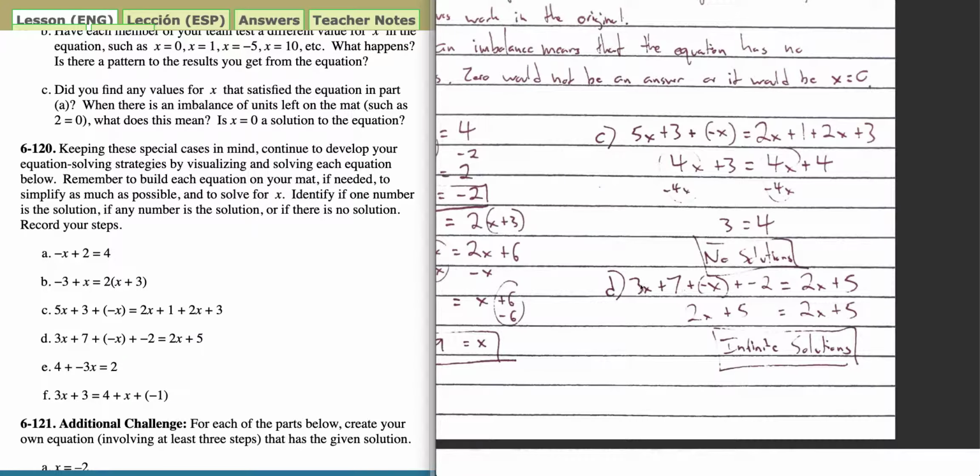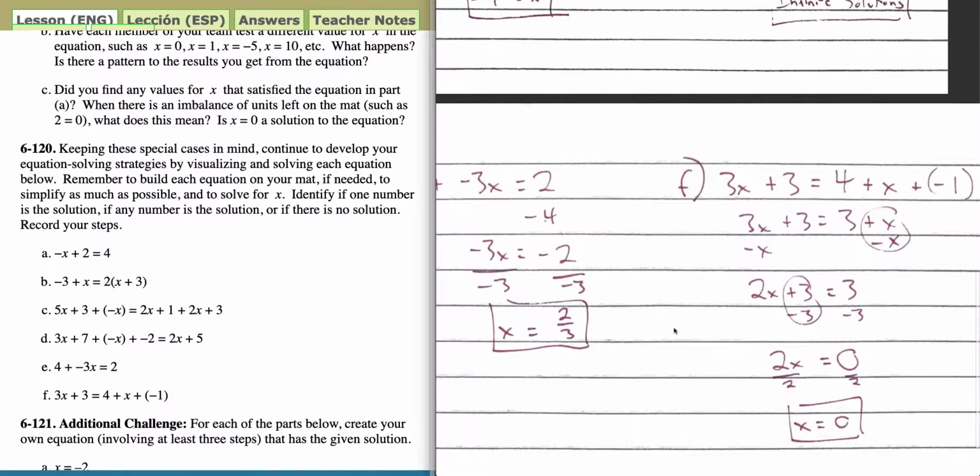And then this one down here, D, we've got 3x plus 7 plus negative x plus negative 2. I left it like this because in the book they didn't even put parentheses around the negative 2. But 3x plus a negative x would be 2 x's. It's kind of hard to see. And then 7 plus a negative 2 would be 5. So 2x plus 5. The right side is already 2x plus 5. So we have the exact same thing on both sides. So this is going to be infinite solutions.